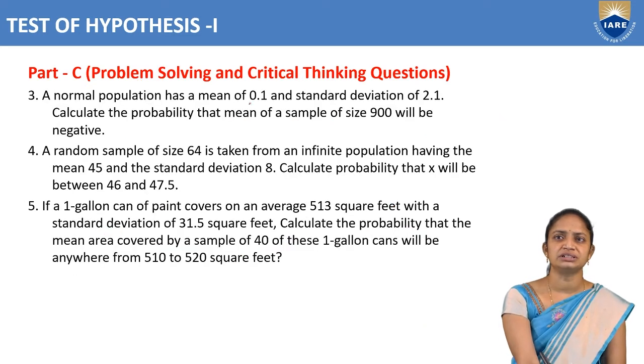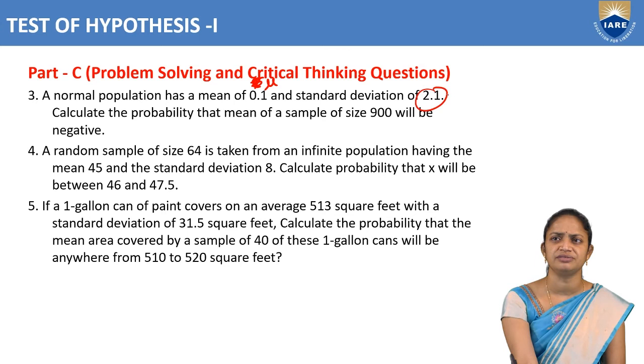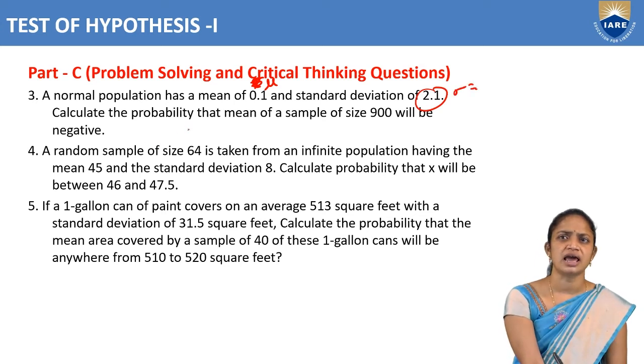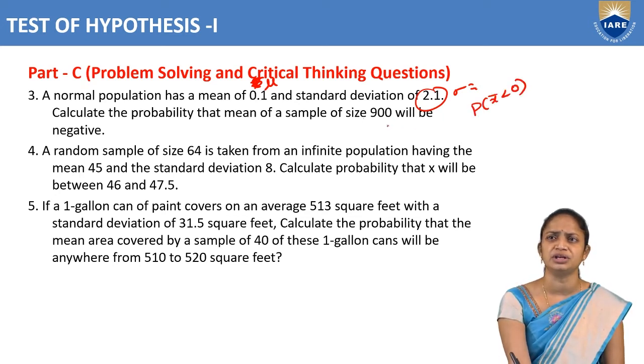So a normal population of mean 0.1 and standard deviation, population mean is mu equal to 0.1 and standard deviation sigma equal to 2.1. Calculate the probability that mean of the sample of size 900 will be negative. When it will be negative, so x bar is less than 0, then this will be negative. Here n value equal to 900. So here we have to use x bar minus mu by sigma by root n formula.